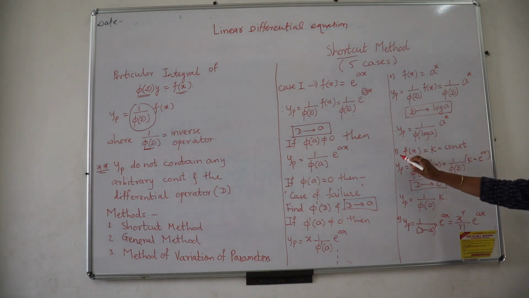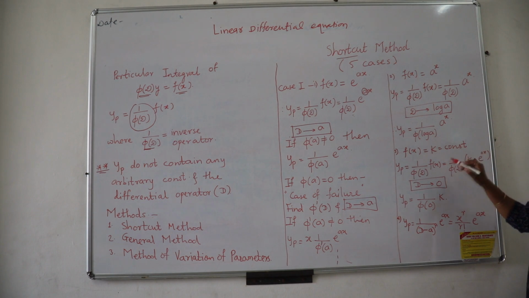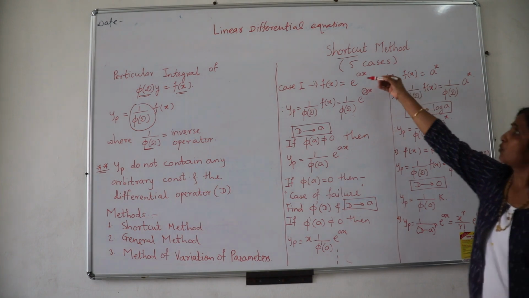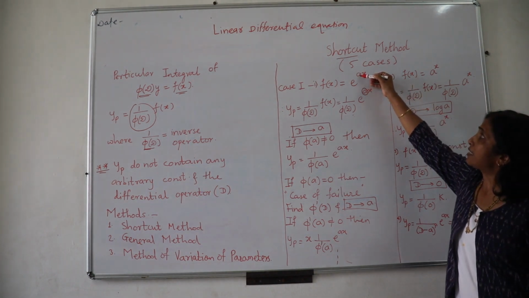Now the third case here is f(x) is equal to k, where k is a constant function. Then yp is 1 upon phi D into f(x), 1 upon phi D k. Now instead of writing this as simple k, you can say k multiplied by e raised to 0, because you know e raised to 0 is 1, and finally I am getting k only. So here the rule is, we will apply this rule, that D is replaced by a.